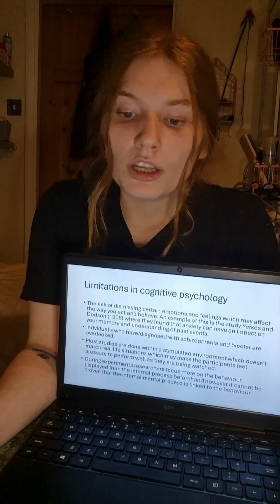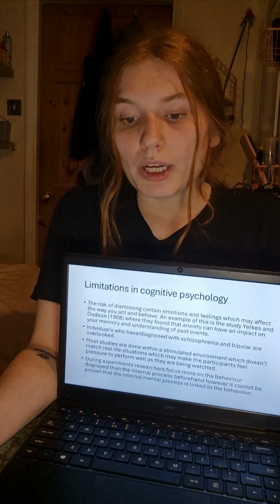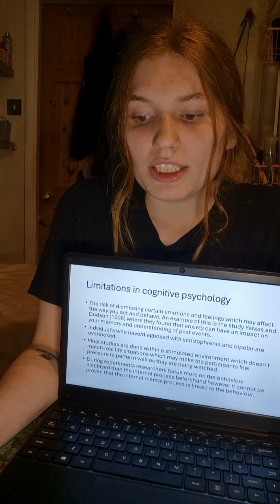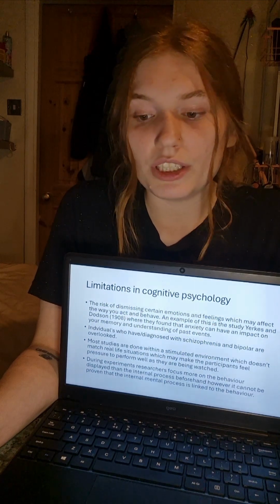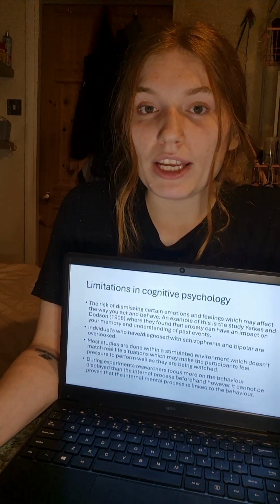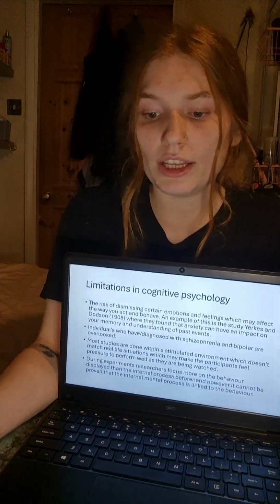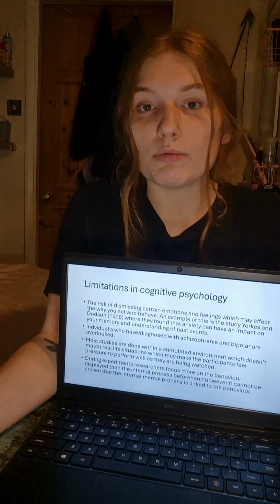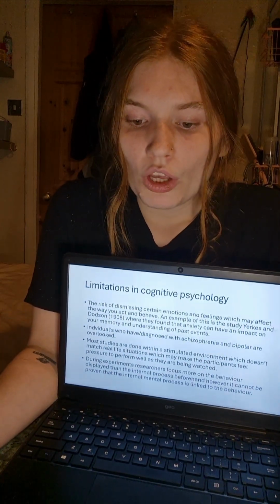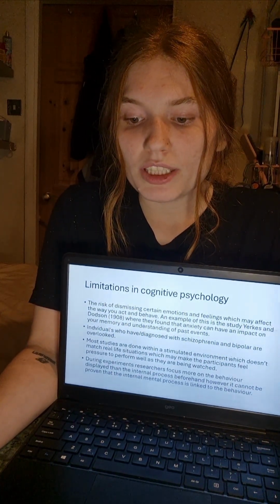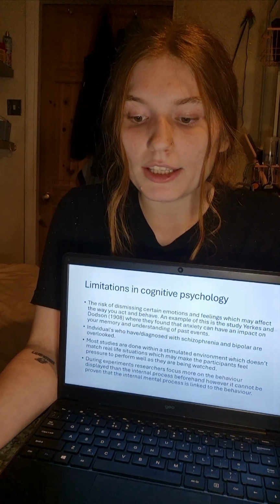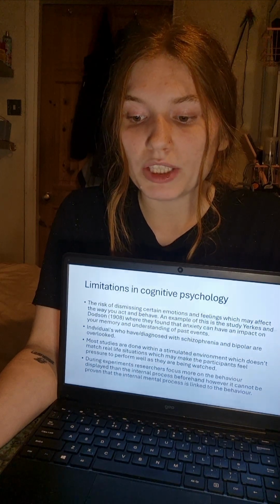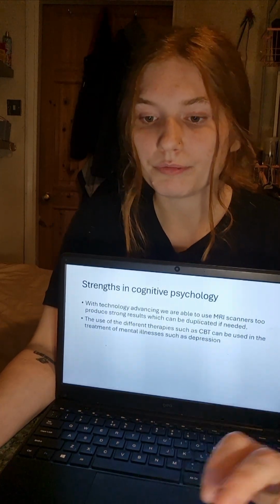Individuals who have been diagnosed with schizophrenia and bipolar are quite often overlooked. Most studies are done within a simulated environment which doesn't match real life situations, which may make the participants feel like they have to perform well or that they aren't doing something correctly, as well as knowing that they're being watched. During the experiments, researchers focus more on the behaviour displayed than the internal process beforehand. However, it cannot be proven that the internal mental process is linked to the behaviour.